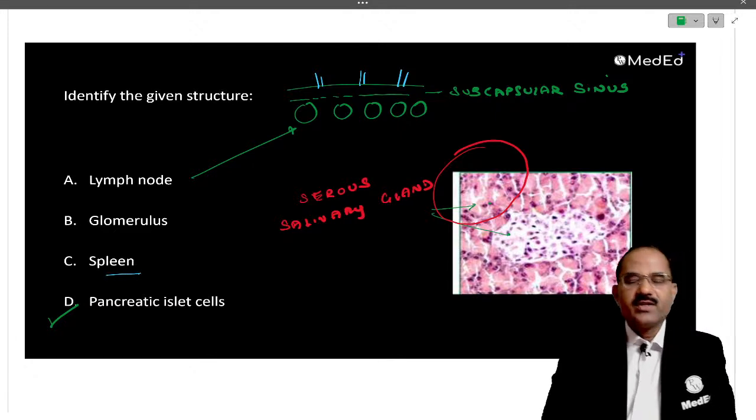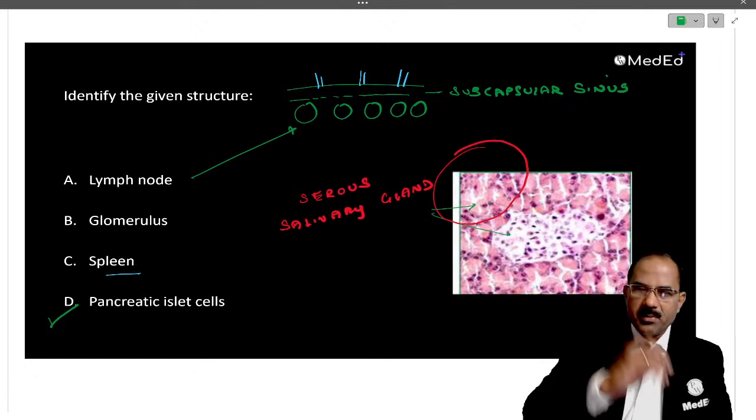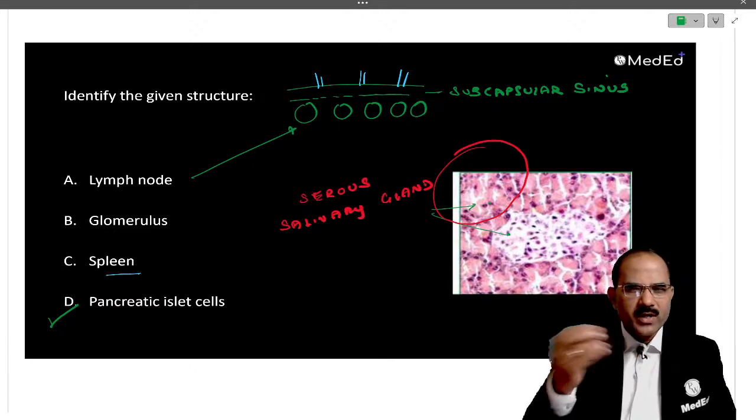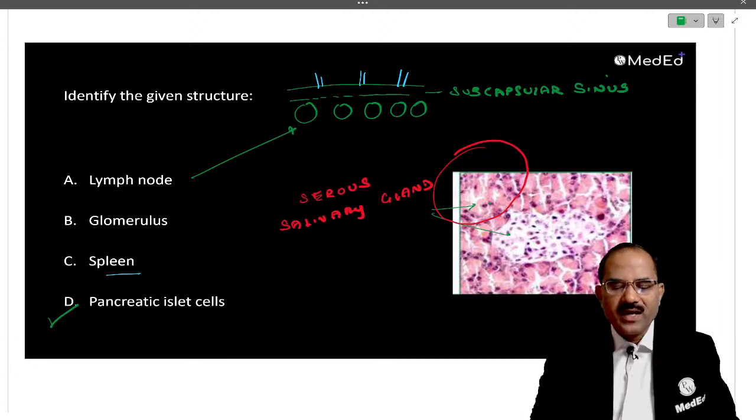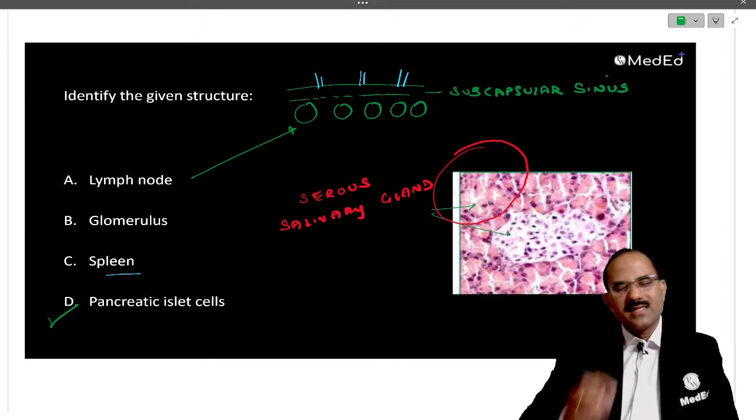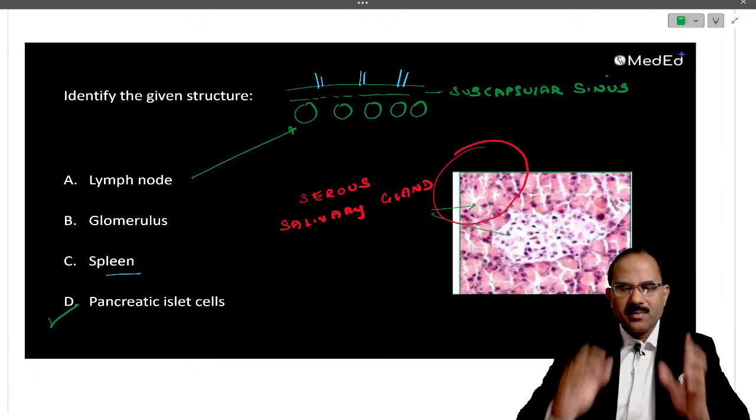What is the characteristic of spleen? Spleen, we get a red pulp and a white pulp. Red pulp and white pulp is a characteristic of spleen. And in the white pulp, we get an eccentric arteriole. Eccentric arteriole, an arteriole which is pushed to the periphery.